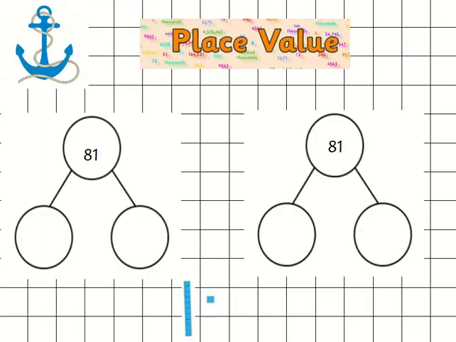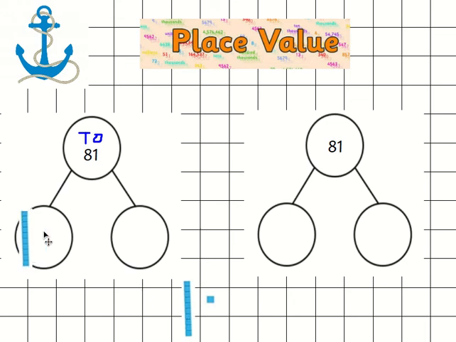So, a quick recap of yesterday. We know that we can make the number 81 and we can partition it using our tens and our ones. Now, if I was to do this using the base 10, I would get how many tens I need, which is 8.